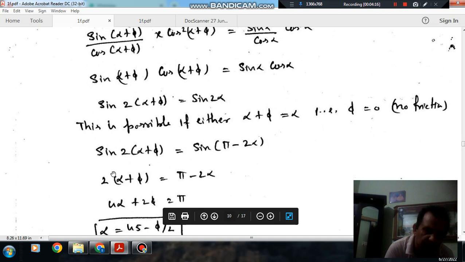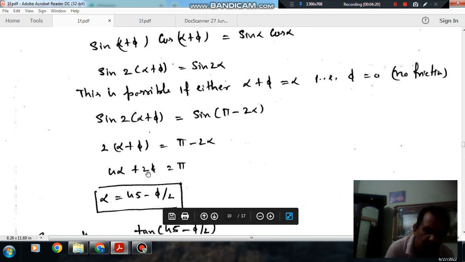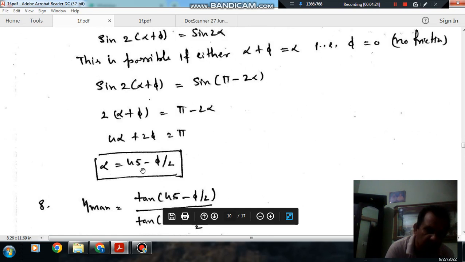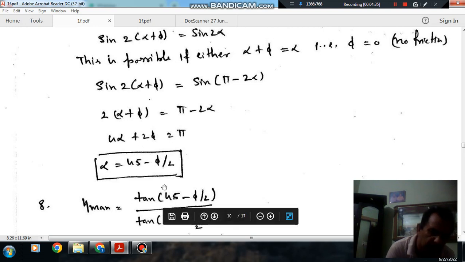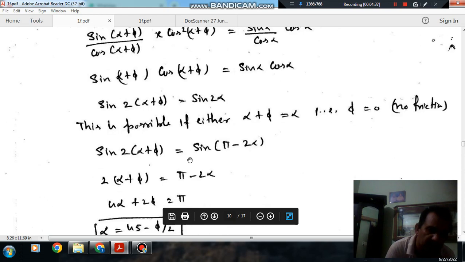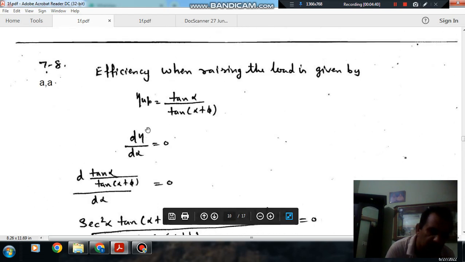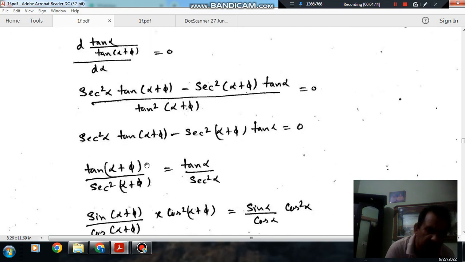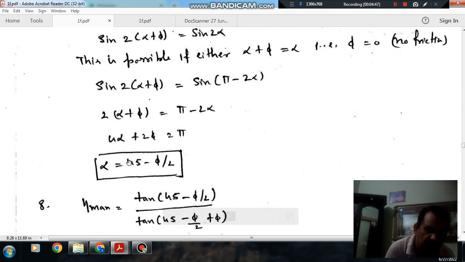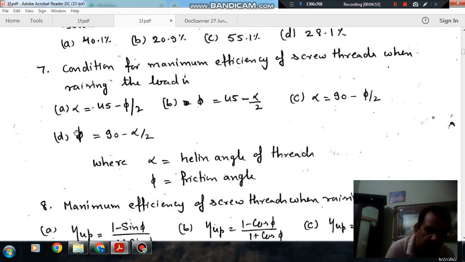So now we can write 2 alpha plus 2 phi is equal to 180 minus 2 alpha, or 4 alpha plus 2 phi is equal to 180. If we divide the whole equation by 4, alpha will be 45 minus phi by 2. So that is the equation for maximum efficiency, because we have differentiated efficiency with respect to alpha. So the answer is option A.